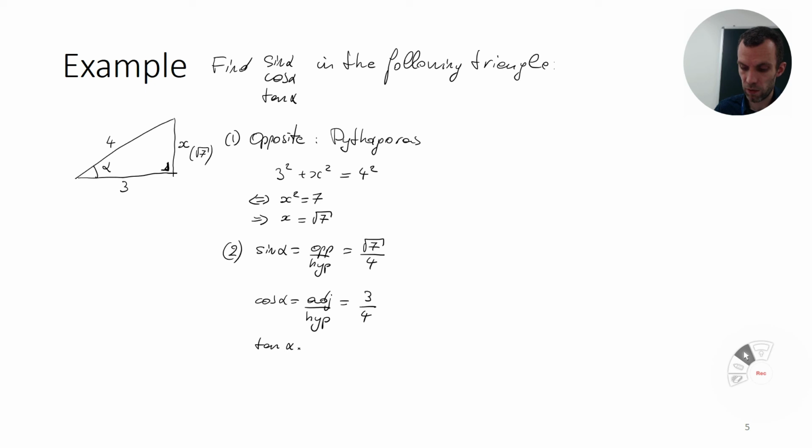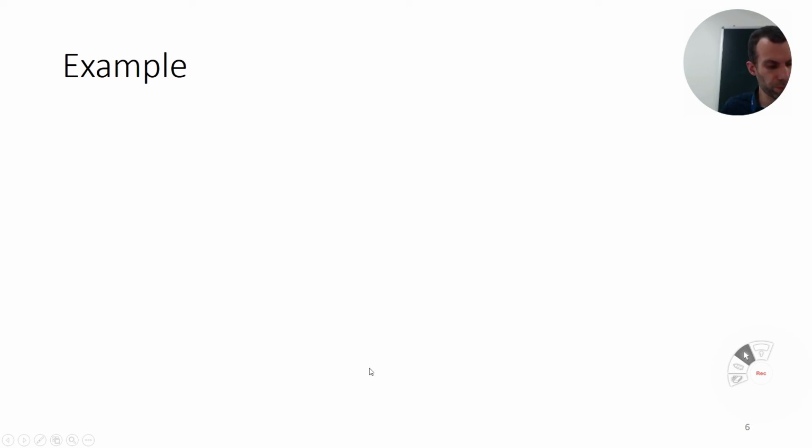And tan of alpha, that's opposite divided by adjacent. That is square root of 7 divided by 3. So this is just substituting things into the formula and deriving the result that way. So let's do another example.